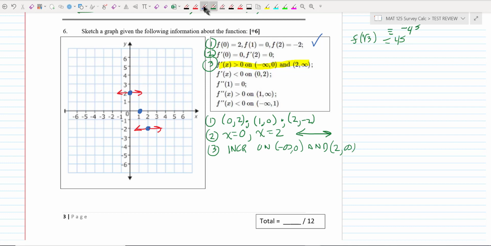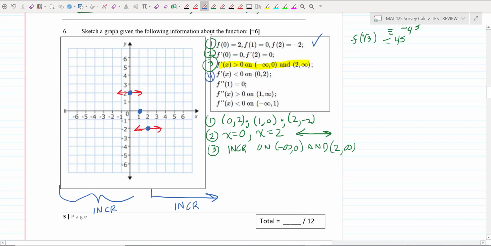All right, so if you were going to do this, just think, from negative infinity to 0, the function's going to increase. So this function's going to go up and do something like that for now. And then from 2 to infinity, we're also going to increase. I'm not going to draw anything on the graph, I'm just writing a note to myself.